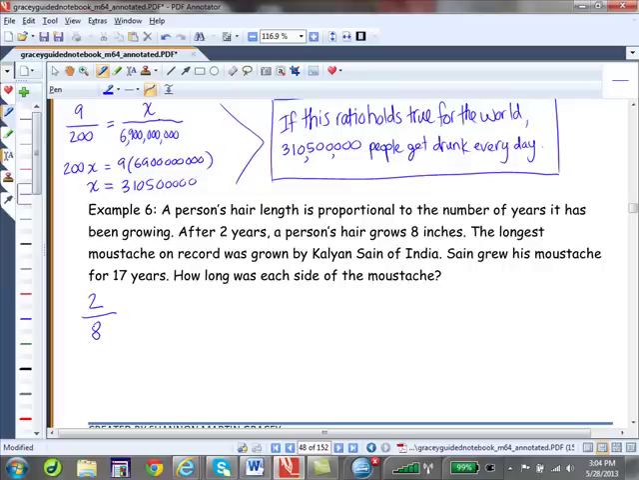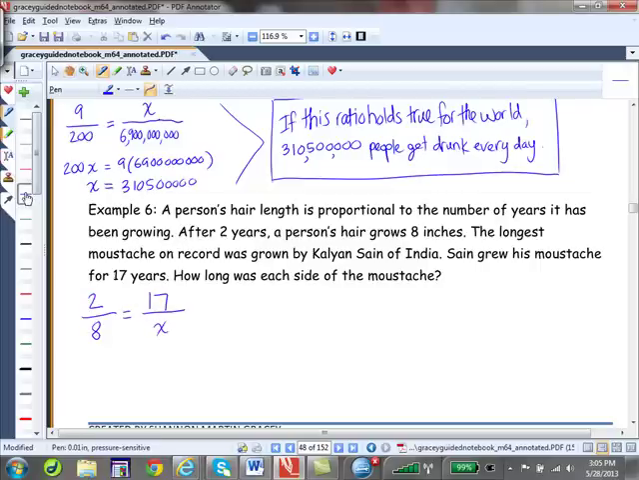Well, what we don't know is the hair length. So do you see that that will be the unknown? But we do know the number of years. The number of years is 17. So we have years to length, years to length. Okay?